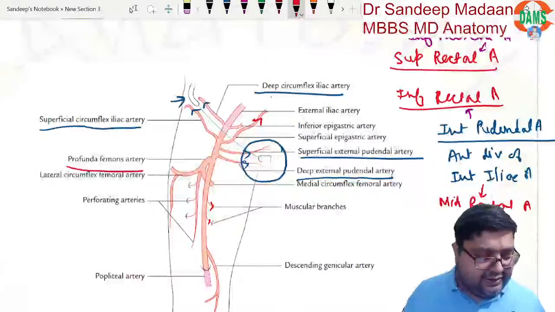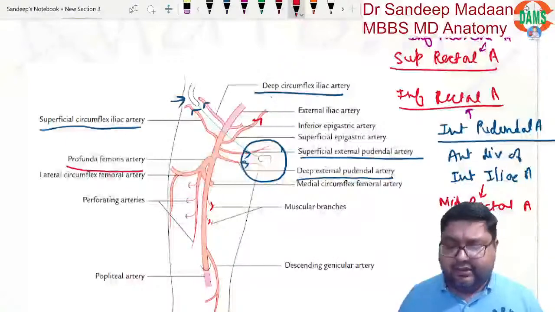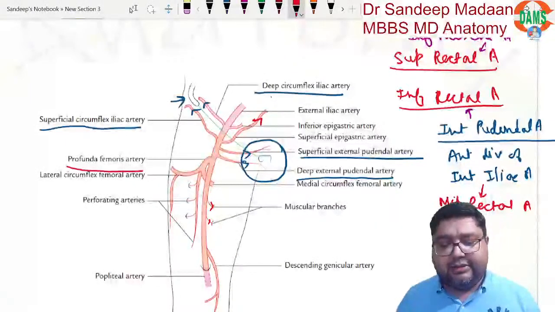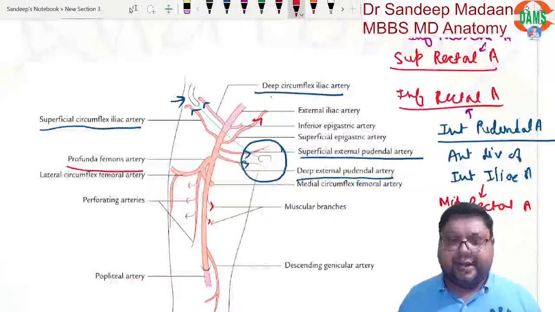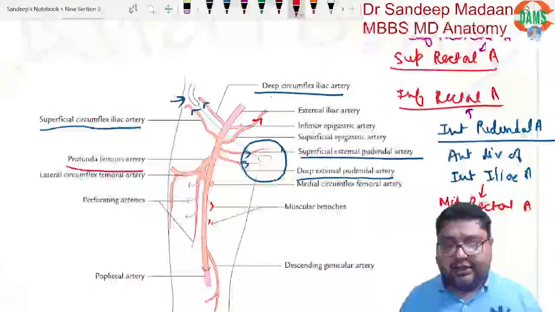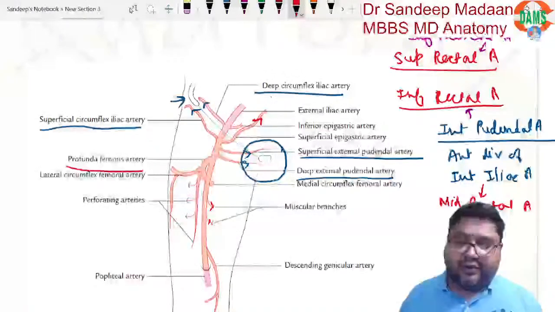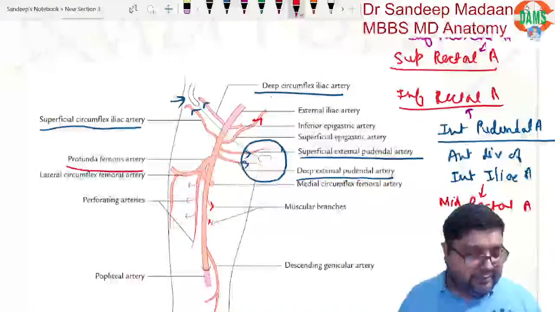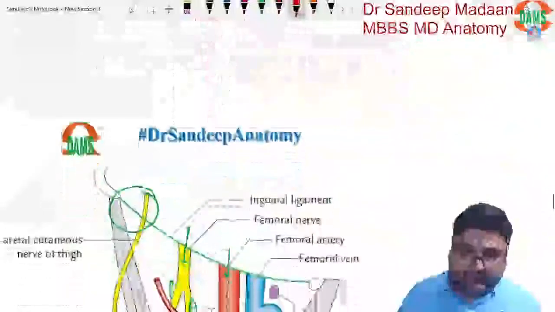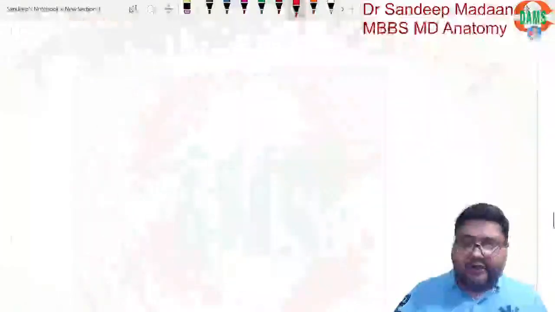So those are the branches, right? Even though we have studied all of them, the most important will be the profunda femoris, as well as its branch MCFA, with respect to the clinical application part. Okay, now dear friends, let us talk about this femoral nerve part.